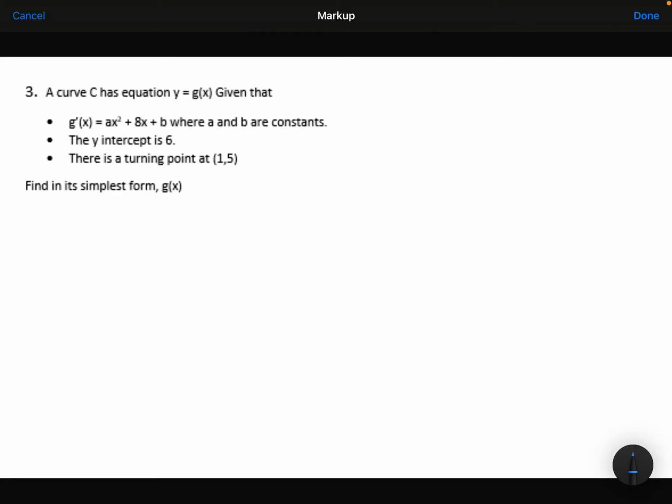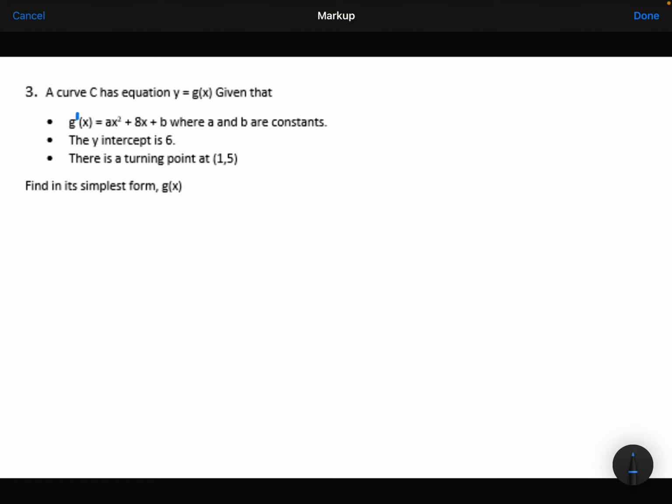The curve C has equation y equals g of x. Given that g dash of x is equal to ax squared plus 8x plus b, where a and b are constants, the y-intercept is 6, and there's a turning point at 1, 5. We need to find, in its simplest form, g of x.